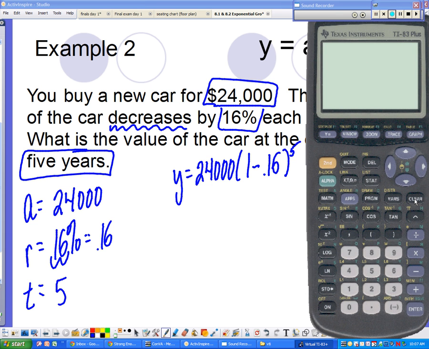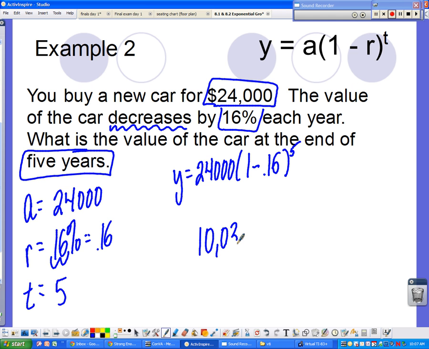When you enter it in the calculator, 24,000, 1 minus 0.16 to the 5th power, the only difference is this minus sign right here. Press enter, and you find out that your $24,000 car after 5 years is worth $10,037.09. All right, so the last problem is a U-try.